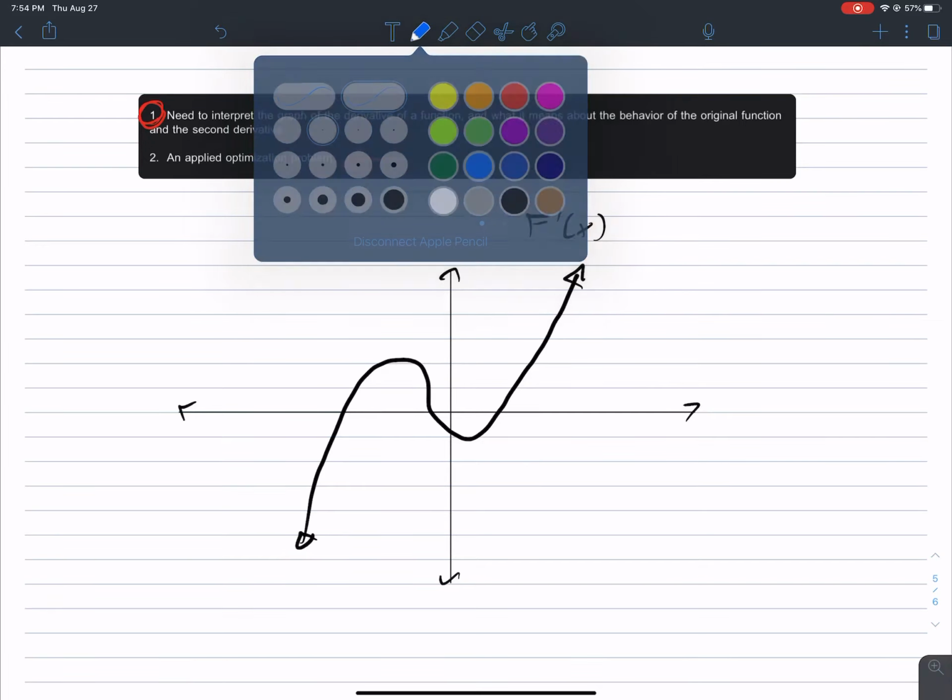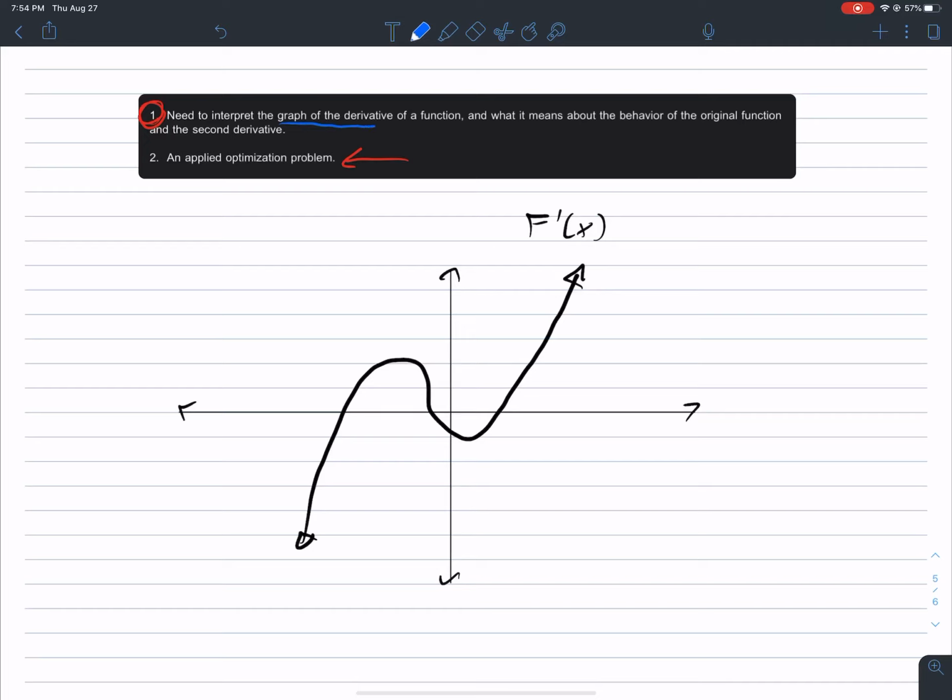Let me switch to blue. We're looking at the graph of a derivative of a function, and we need to see what it means about the behavior of the original function, and what it tells you about the second derivative. So first, let's look at the original function. What is it going to tell you about the original function? It's going to tell you the slope of the original function. So each of these values right here is the value of the slope of the original function.